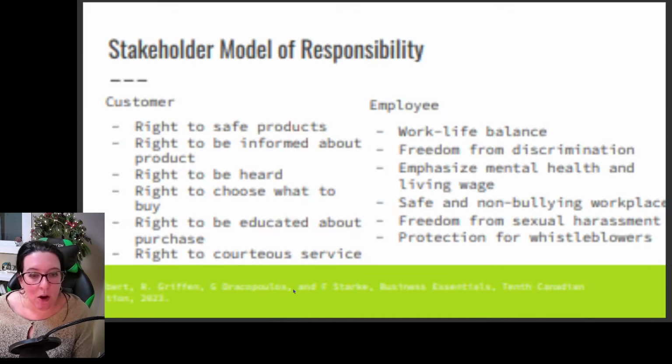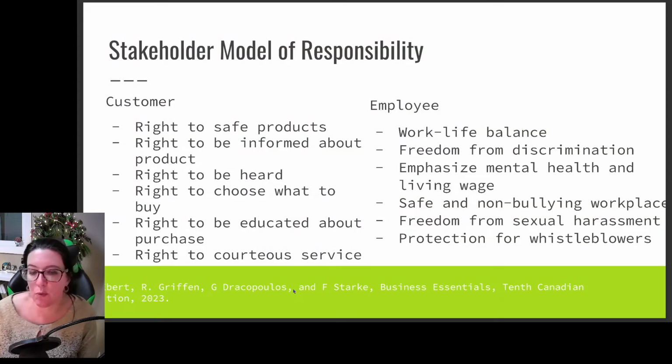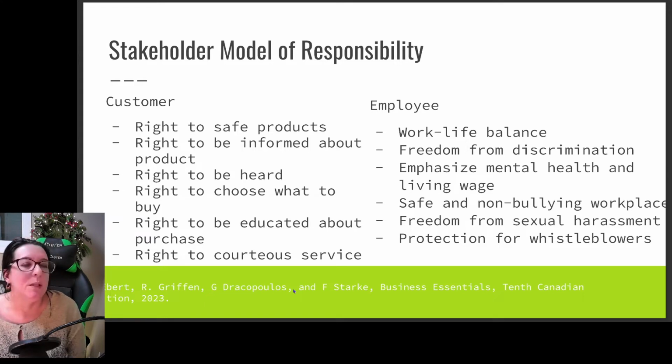So then there are different expectations in terms of what it means to be socially responsible, depending on which stakeholder you are. So for example, as a customer, you have a right to have the product that you purchase be safe, and for you to be informed about how the product works. So you have a right to be educated about what you're spending your money on and how it functions. You have a right to be heard.